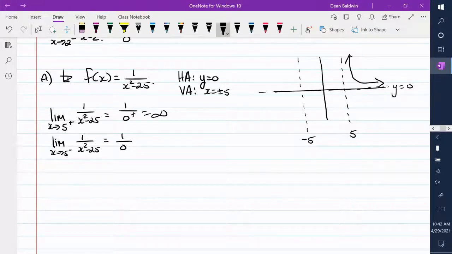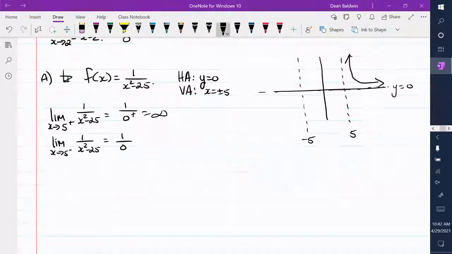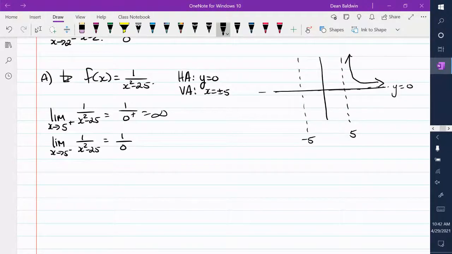If we come at it from the negative side of 5, so you're coming this way, 4 would be the natural easy one. So put 4 into there, what do I get? 16 minus 25, which is a negative number. So we're going to negative infinity.